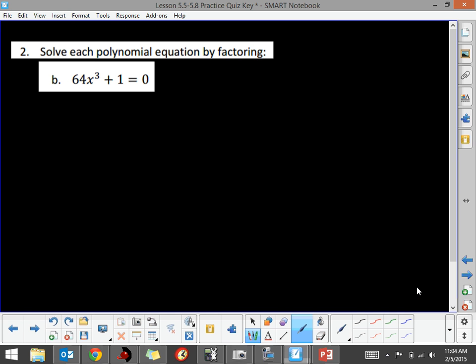In 2b, we have to solve this by factoring. The factorization pattern that I recognize right away is that this is the sum of two cubes. So we take the cube root of the first thing, which is 4x. We take the cube root of the second thing, which is plus 1.